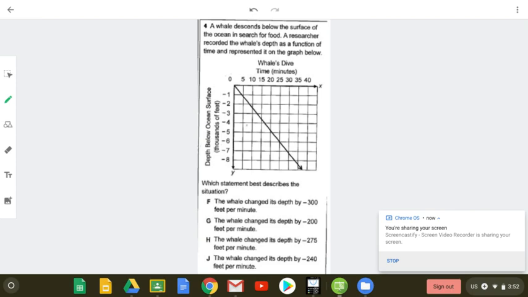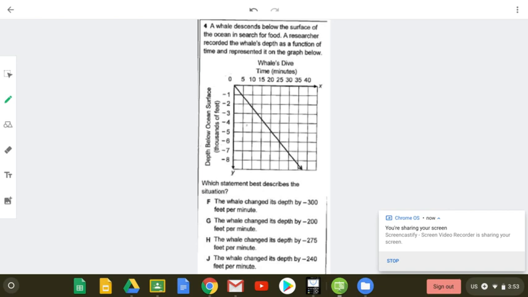Right now, we're still on Series 1. We're on page number 6, question number 4. So we're right here at the end. Let's go ahead and take a look at what's going on here. It says a whale descends below the surface of the ocean in search for food. A researcher recorded the whale's depth as a function of time and represented it on the graph below. It says, which statement best describes the situation?